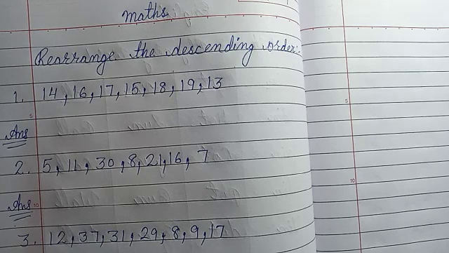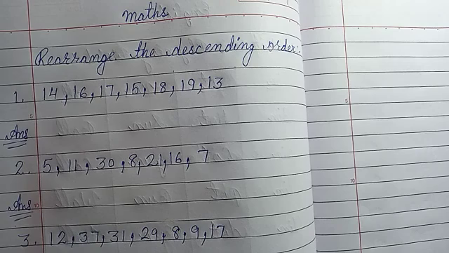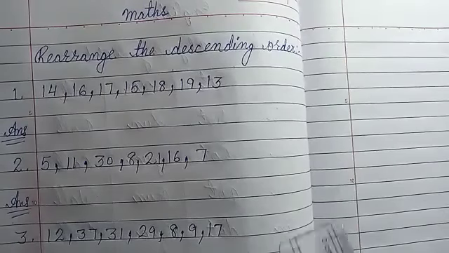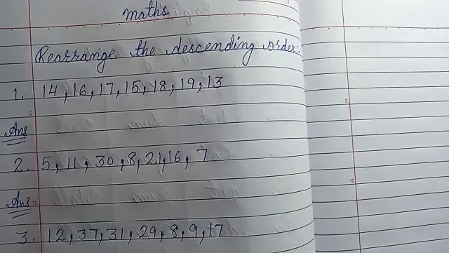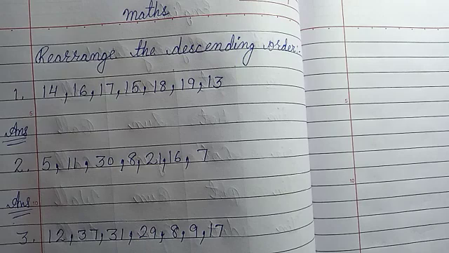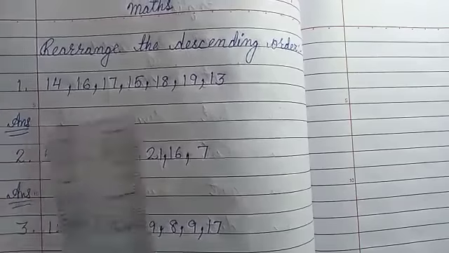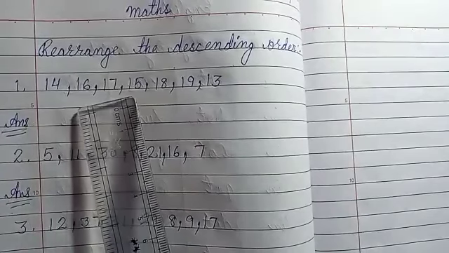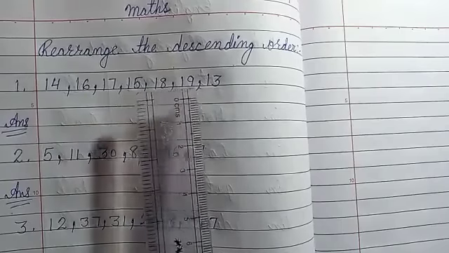When numbers are arranged from the largest to the smallest, then they are said to be in descending order. Rearrange the descending order. Descending order means to arrange them from largest to smallest. Here is 14, 16, 17, 15, 18, 19, and 30.